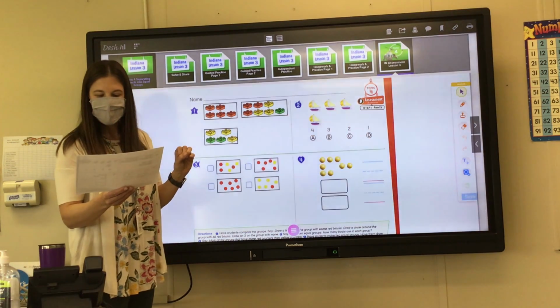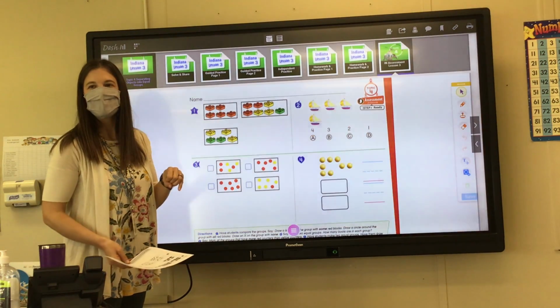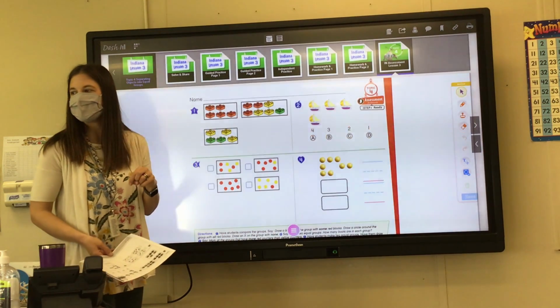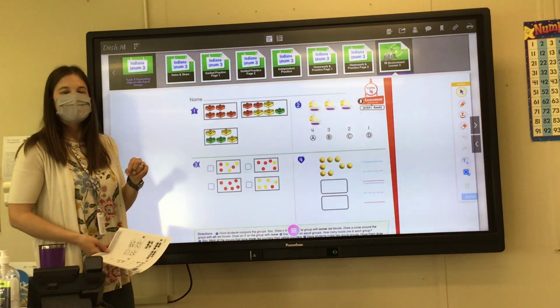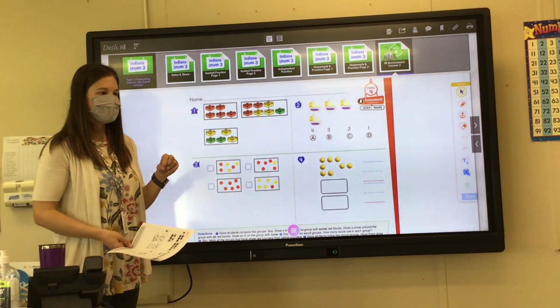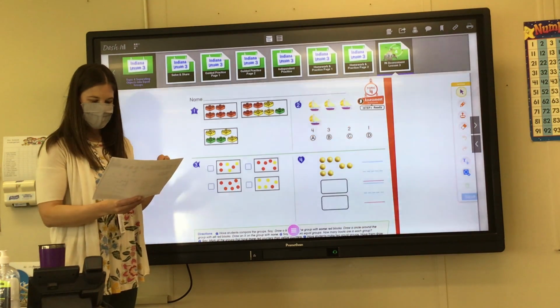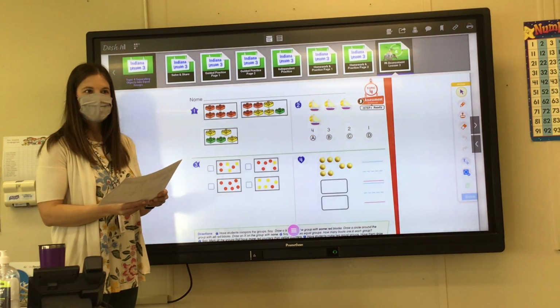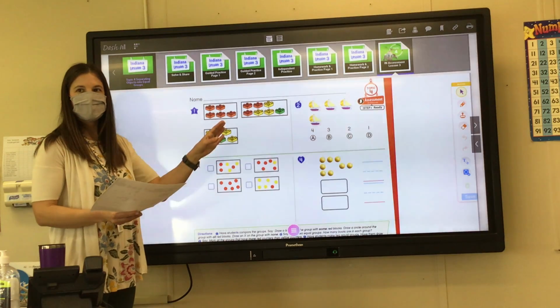I want you to draw a line under the group with some red blocks. So you're going to need to look up here. Which one has some red blocks? And draw a line under it. Okay, did we do that? Thumbs up? Okay, now, look here.